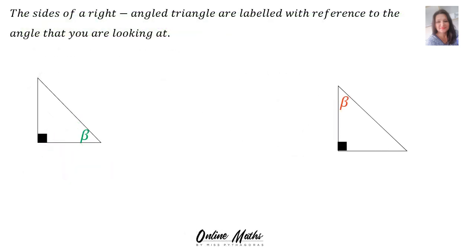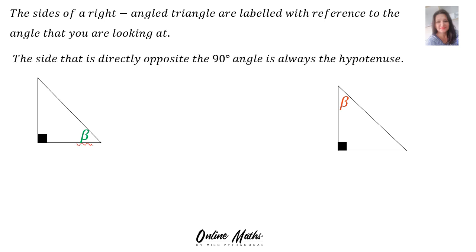The sides of a right angle triangle are labeled with reference to the angle that you are looking at. So when you go to the left hand side triangle, that's a right angle triangle, and then if you zoom in on angle beta here, then the side that is directly opposite the 90-degree angle is always the hypotenuse. And then going to beta, that side will be the adjacent side, and that side will be beta's opposite side.